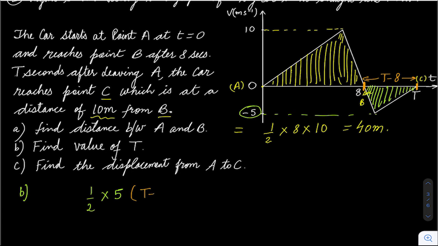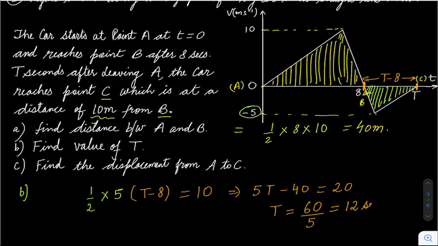So half into 5 into T minus 8 is equal to 10. That is what is given. The distance between point B and C is 10. So let's solve this. This is nothing but 5T minus 40, I am multiplying by 2, so this will be 20. So T is coming out to be 60 by 5. 60 by 5, that is 12 seconds. So my capital T is 12 seconds.